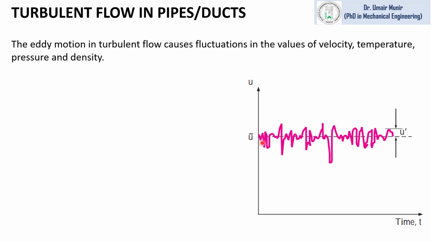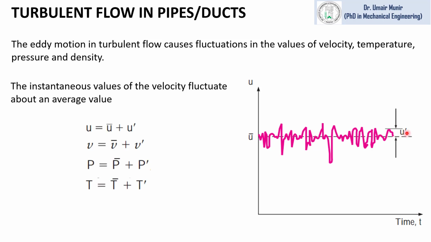So we can see in this figure that the velocity is fluctuating about a mean value, which is u bar, and the fluctuation is u dash. The instantaneous value of the velocity fluctuates about an average velocity. So u is the instantaneous value of velocity, which is the sum of the average velocity plus the fluctuation. Similarly, v is the velocity in y direction, p is pressure, and T is temperature.